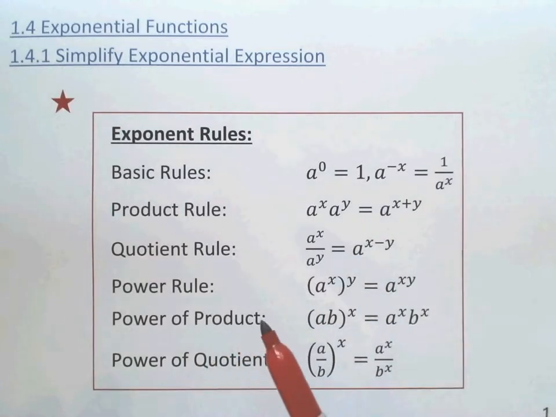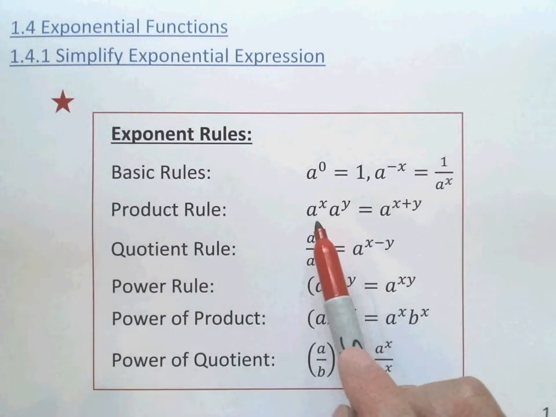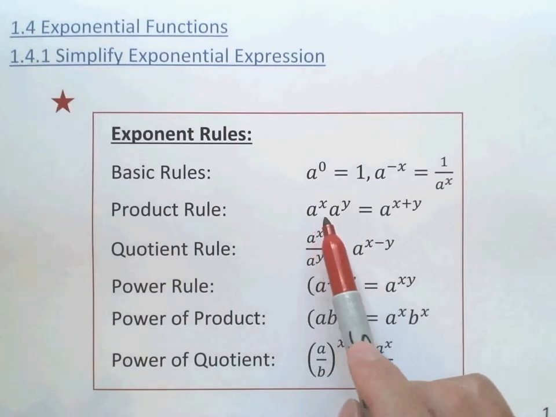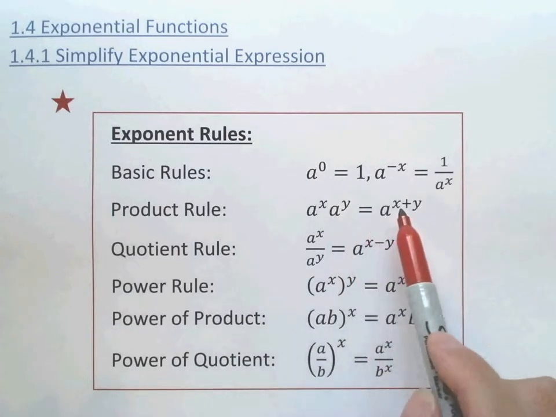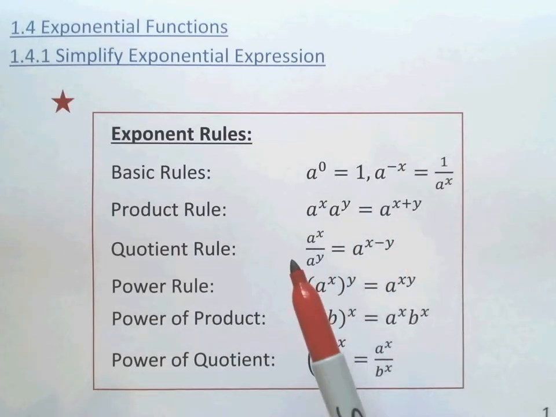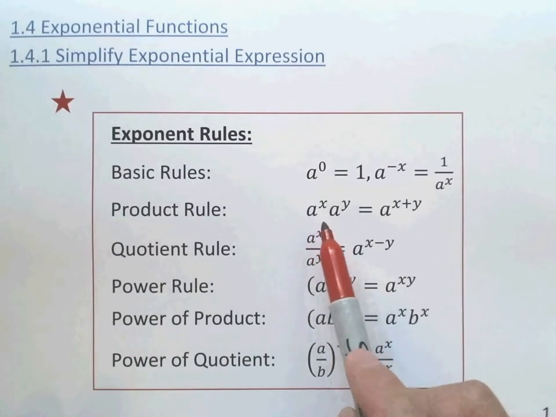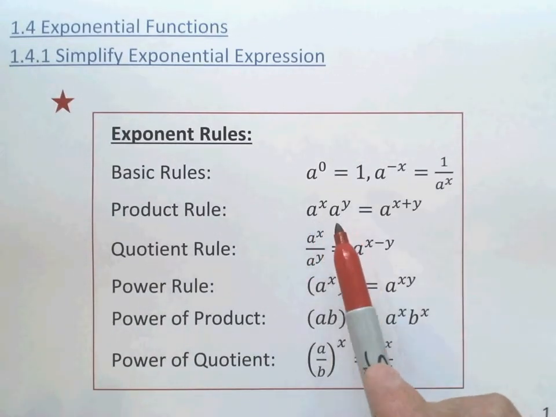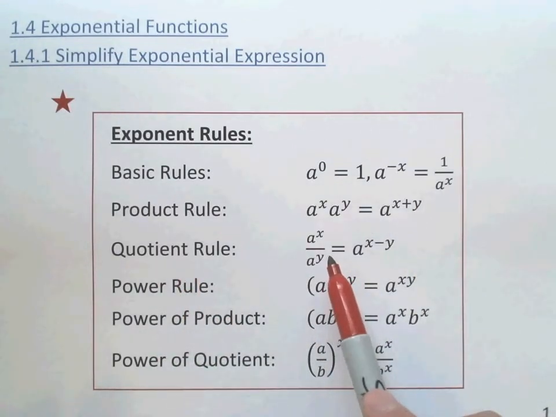Another is the product rule. If you have one exponent times another exponent, the product, you just add the powers together. Of course, we should have the same base. If the base is the same, the product just adds the powers together. And for division, we call it the quotient rule, and you subtract them.